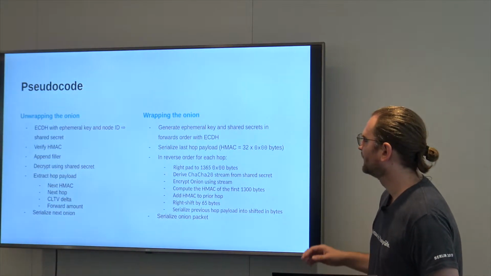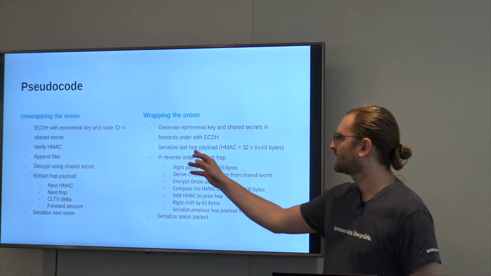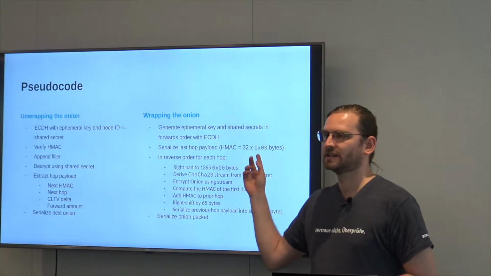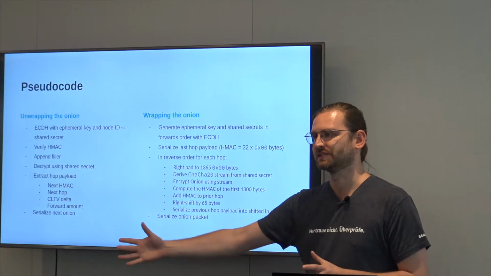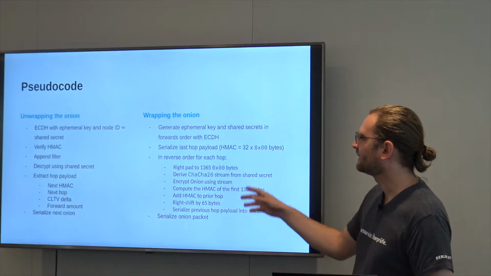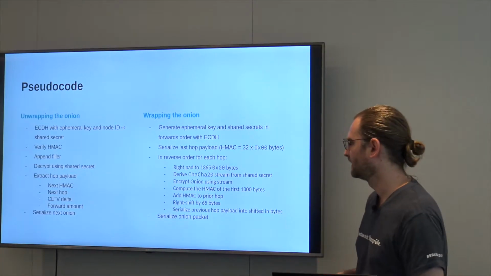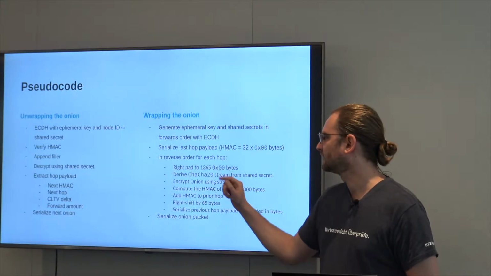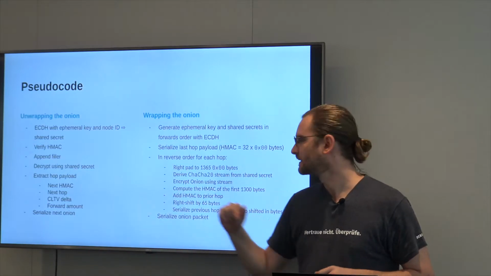Then we serialize the last hop payload, and since we don't have a next hop, the HMAC is going to be all zeros. And then in reverse order of the onion, because we are wrapping the onion, we write pad to 1365 0 bytes. This is to get the constant size.